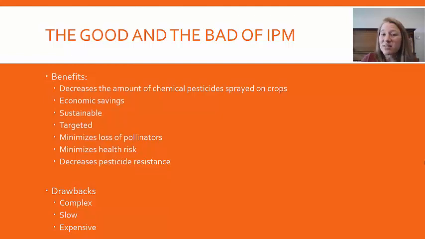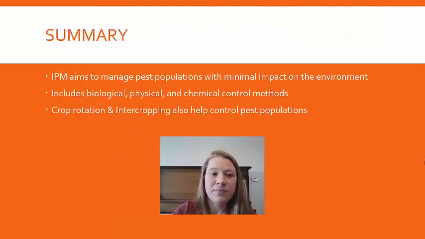Drawbacks: it's complex, it requires constant monitoring, sometimes it's a bit of a slow response, and depending on the method, it could be more expensive. However, farmers don't want to put a lot of chemical on their field, chemical's expensive, and oftentimes IPM is not at that same expense level as spraying and applying chemicals.